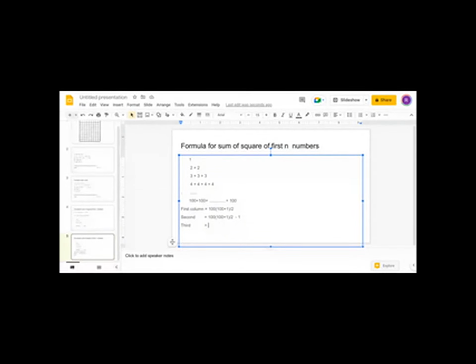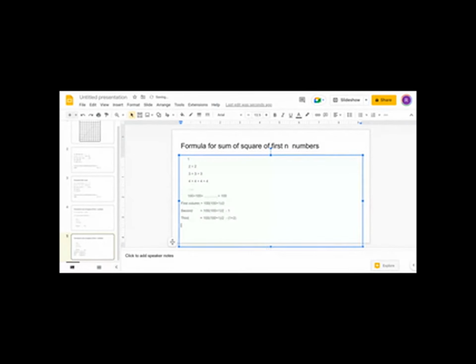The third column is what? 3 plus 4 plus... What is the third column? 100 into 100 plus 1 divided by 2 minus 2, sir? Is it minus 3? Yeah, why is it minus 3 and not minus 2? For the second column we remove 1, and for the first we remove nothing. The third is minus 1 plus 2. So it's not minus 2, it's minus 1 plus 2.